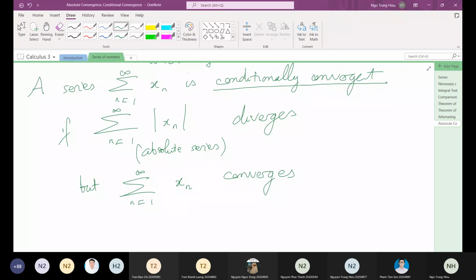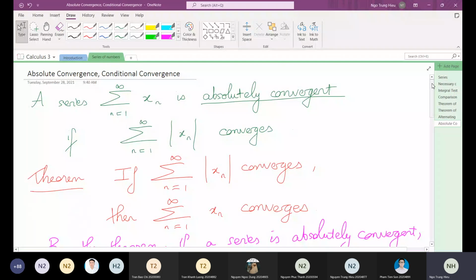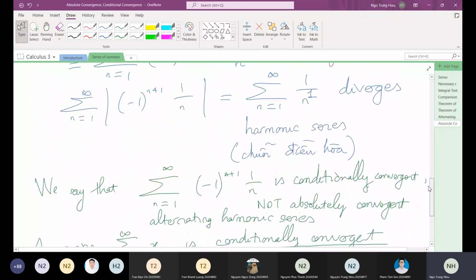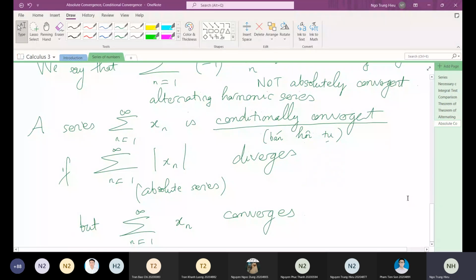So in Vietnamese, conditionally convergent is bán hội tụ, and absolutely convergent is hội tụ tuyệt đối. Right? So you need to know both the terminologies in Vietnamese and in English. Right?